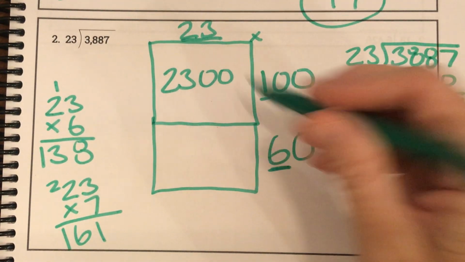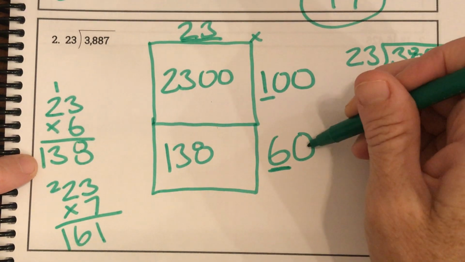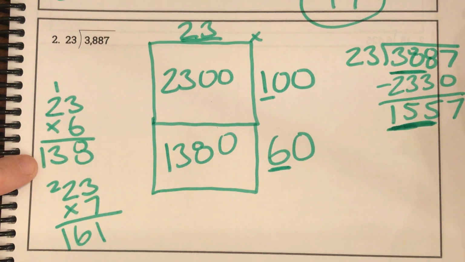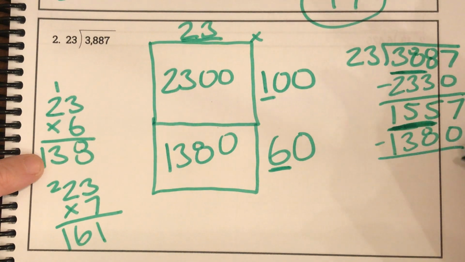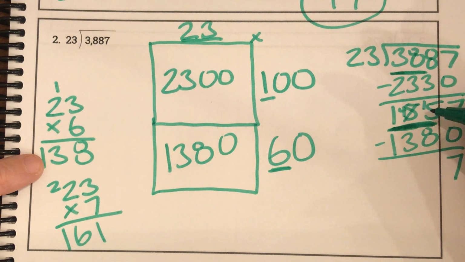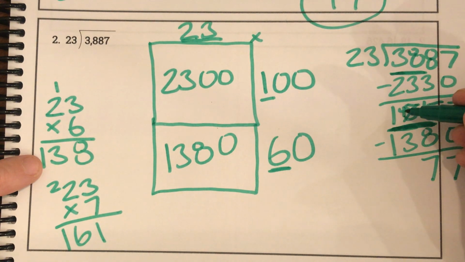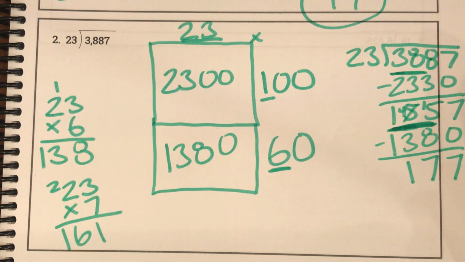Okay, ready? 23 times 6, I just said was 138. And I'm going to add that one extra 0. Okay, so let's subtract that. I get 7. Let's borrow. 15 take away 8 is 7. And 4 take away 3 is 1. Okay, so I'm going to keep going. 23 cannot fit into 1. 23 cannot fit into 17. 23 can fit into 177.